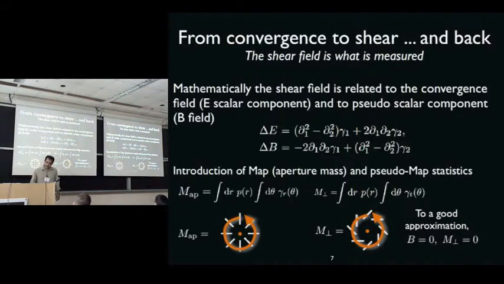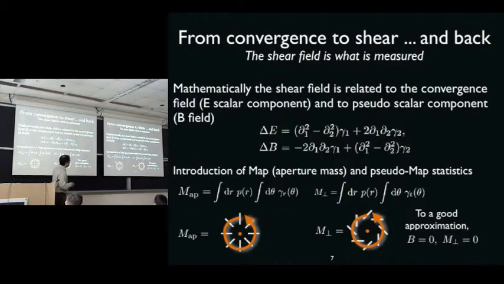Now, let's go back and really think about how to actually do the measurements. As you know, as I was mentioning, kappa is not what is measured. What is measured is the two-component shear field, which is a spin-2 field. Mathematically, out of that you can build two scalar quantities, one real scalar and one pseudo-scalar, the so-called E and B fields. This is quite well known, but I'm just saying.